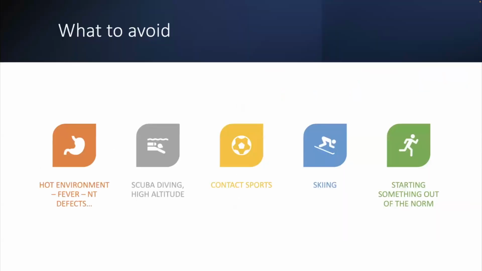So what are the big things to avoid? I mean, hot environments, hot tubs, saunas, hot yoga, things like that. Similar effects to fevers, right? Increased risk of neural tube defects, complications, preterm labor, etc. High altitude, scuba diving, any type of contact sport, skiing, of course. And then basically, I always say something that's just out of your norm, something that you typically don't do, maybe don't pick up doing while you're pregnant.